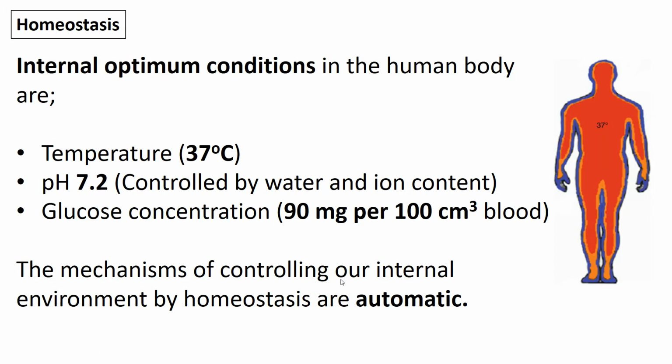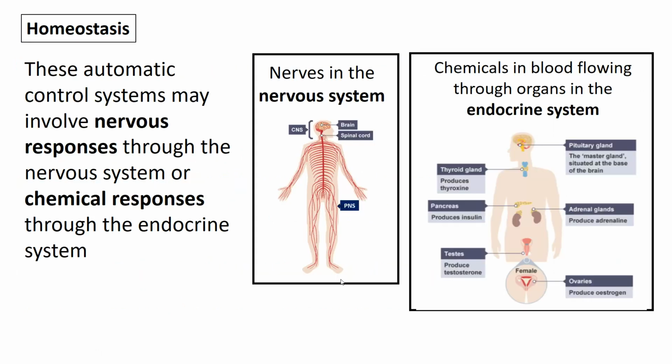All the mechanisms of controlling these things are actually automatic. So when we regulate things by homeostasis, like temperature and pH, they are automatic. And in these automatic control systems, you might use either the nervous system or the endocrine system. The nervous system has our nervous responses. The endocrine system uses chemicals, often called hormones, which are used to communicate throughout all the different parts of the body. We'll look at both systems in turn as they come up.